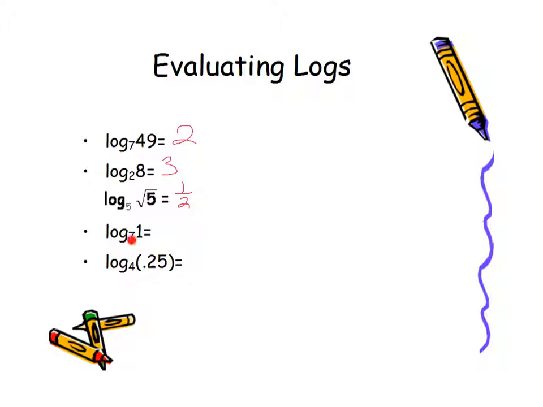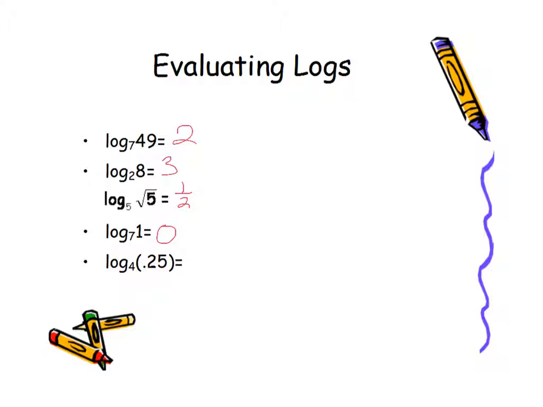Here's another weird one. 7 to what power gets you a 1? Well, think about it for a second. 7 to the 0 power? Isn't anything to the 0 power equal to 1? So that could be log base 8, log base 9, log base 3000, anything. If you're taking the log of 1, it's going to equal 0.